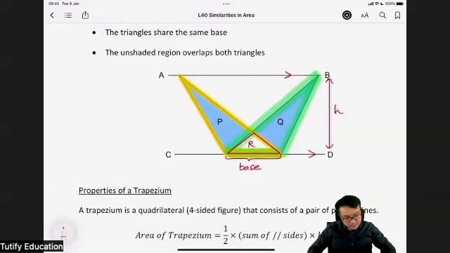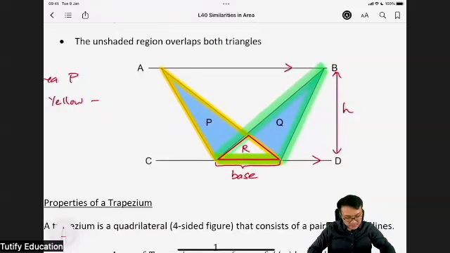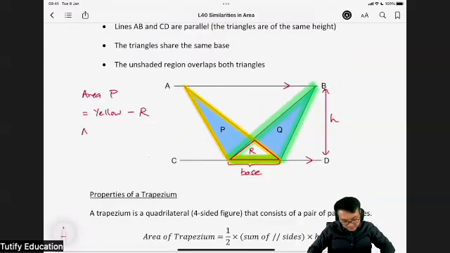Sure. Can I ask you, Maximus, how do I find the area of P? You must take the yellow triangle minus R. Very good. How do I find the area of Q? The green triangle minus R. Very good, because green triangle minus R.